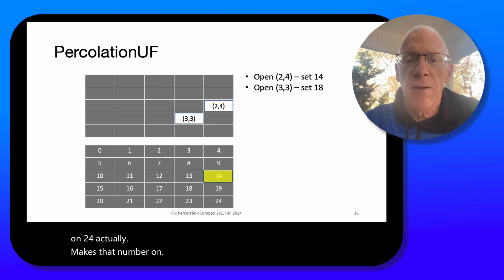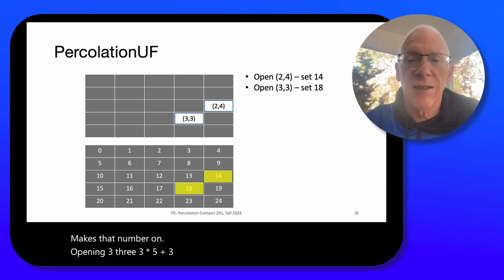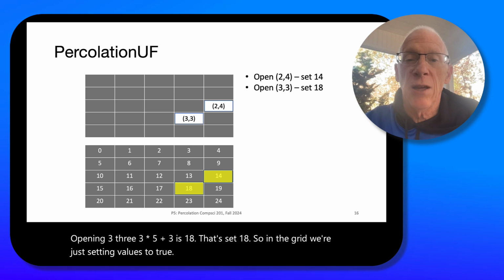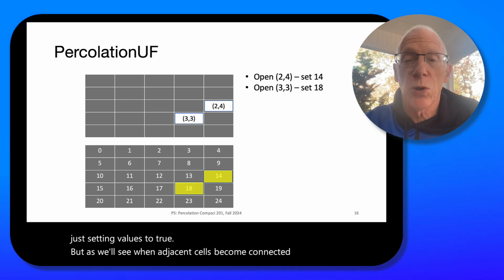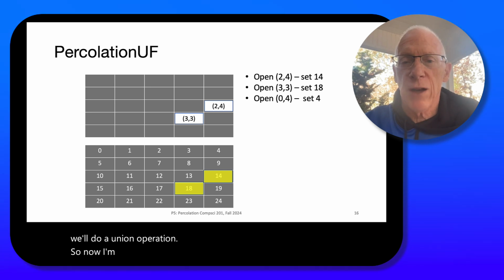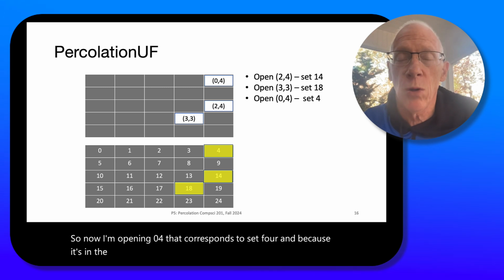Opening 3,3: 3 times 5 plus 3 is 18. That's set 18. So in the grid, we're just setting values to true, but as we'll see, when adjacent cells become connected and open, we'll do a union operation. So now I'm opening 0,4. That corresponds to set 4. And because it's in the top row, it is full.